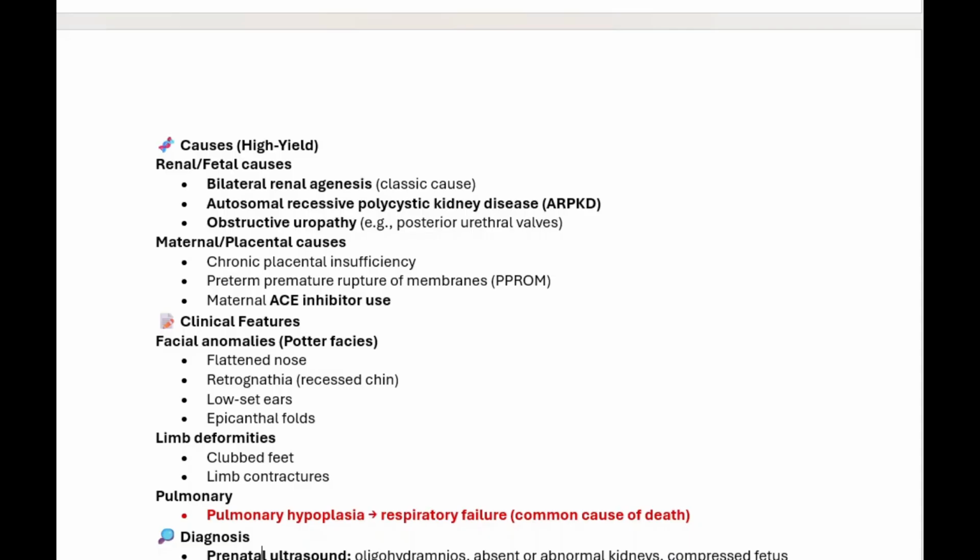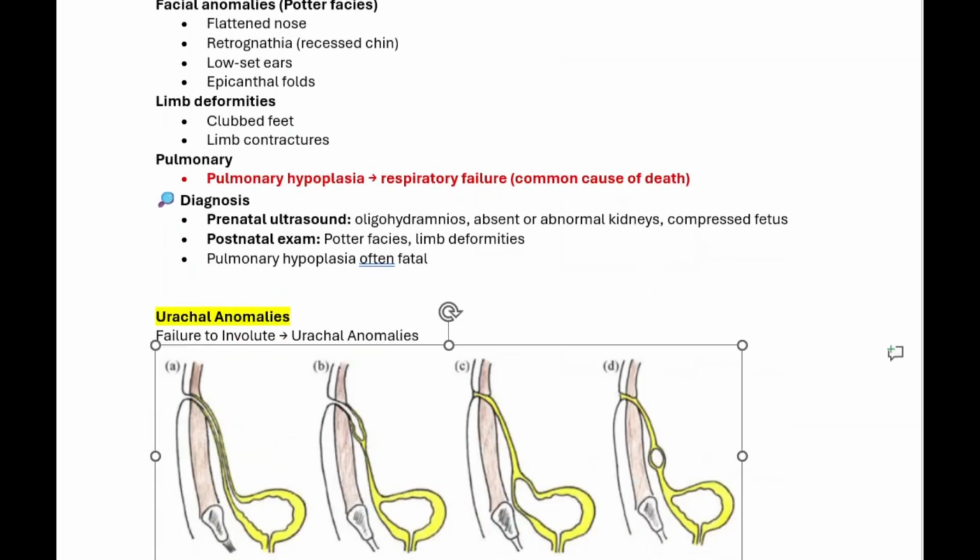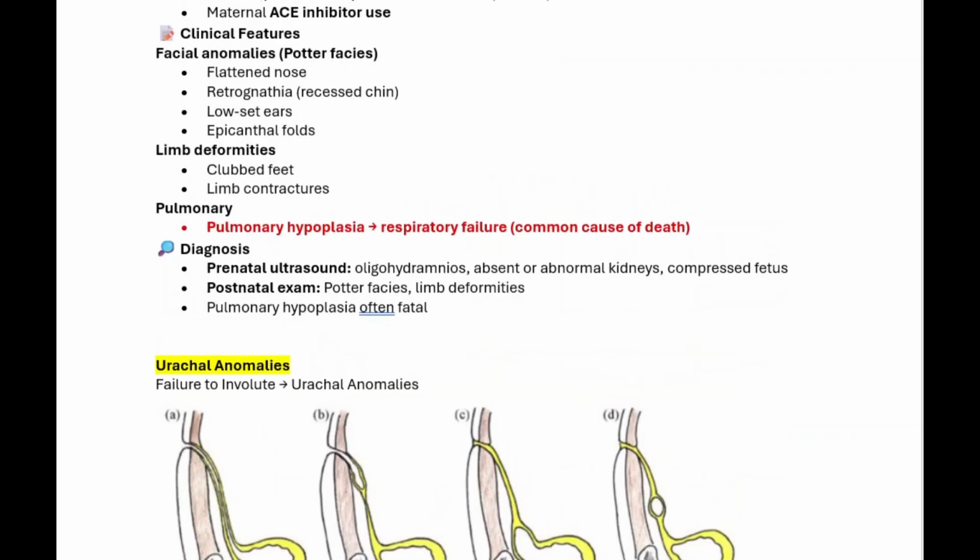When we look at the clinical features of Potter sequence, they're going to have facial anomalies, so they're going to have Potter facies. They could also have limb deformities, like clubfeet and limb contractures. In terms of pulmonary, they're going to have pulmonary hypoplasia, and like we mentioned, this is what is going to kill the patient. This is the most common cause of death. For diagnosis, we can do prenatal ultrasound, which, in addition to identifying the oligohydramnios, could also help us identify the etiology of the oligohydramnios.